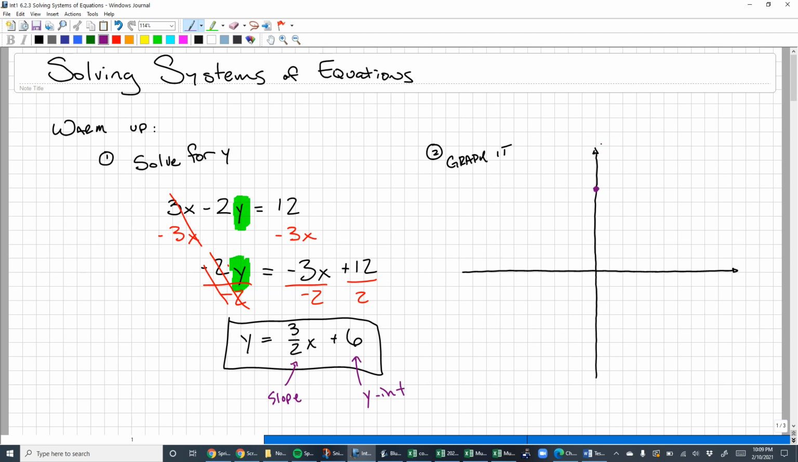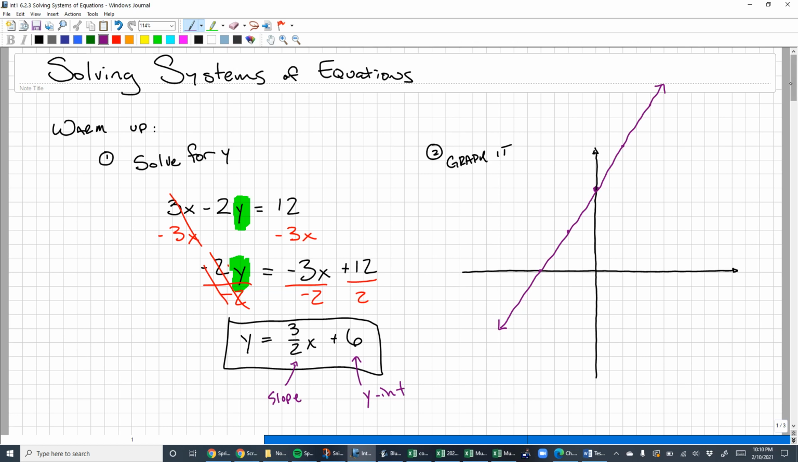It's going to go up 3 and over 2. Up 3 and over 2. Down 3, back 2. Down 3, back 2. We're now going to connect the points for this right here. And that's going to be the equation for our line, or that's going to be the line for that equation.